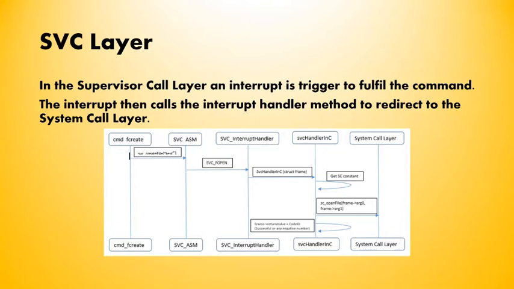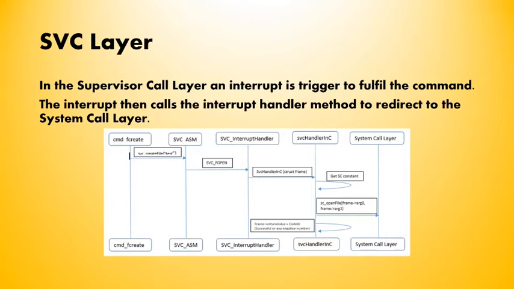The second layer is the supervisor call, and we get this by trying to run a command on the user layer. In the supervisor call layer, an interrupt is triggered to fulfill the command. How do we do this? As we can see over here in the graph, we call the fcreate command, which is going to try to create a file with the name test.